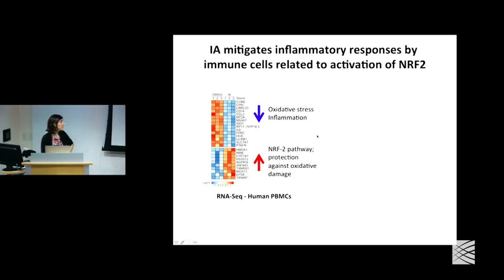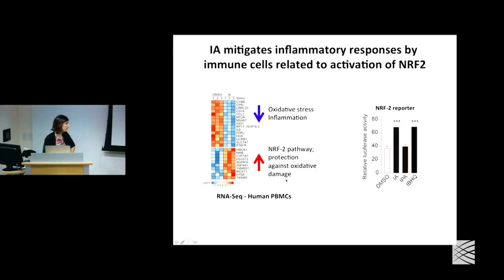So we looked at human PBMCs, and we performed RNA-seq on cells that were treated with indole acrylic acid or DMSO. And there were a couple of categories of genes that were altered. So we saw a huge decrease in genes, these are now host genes involved in oxidative stress and inflammation. And we saw an increase in genes, many of them regulated by the NRF2 pathway that protect against oxidative damage. And so we saw this, we said, hey, let's look at a NRF2 reporter, to directly see if there's a difference in expression of the reporter, and we saw that with indole acrylic acid, there was a difference.